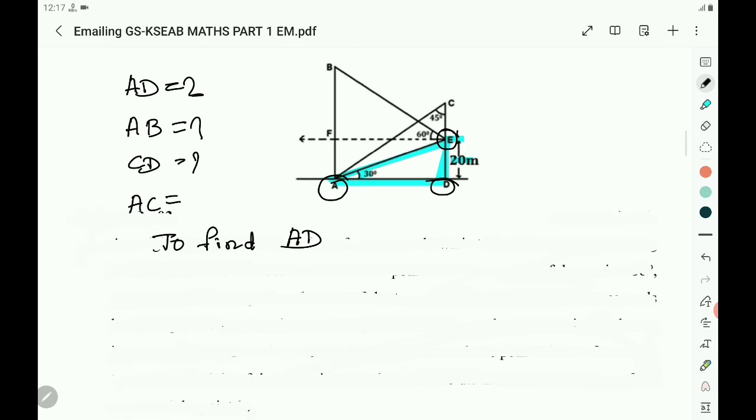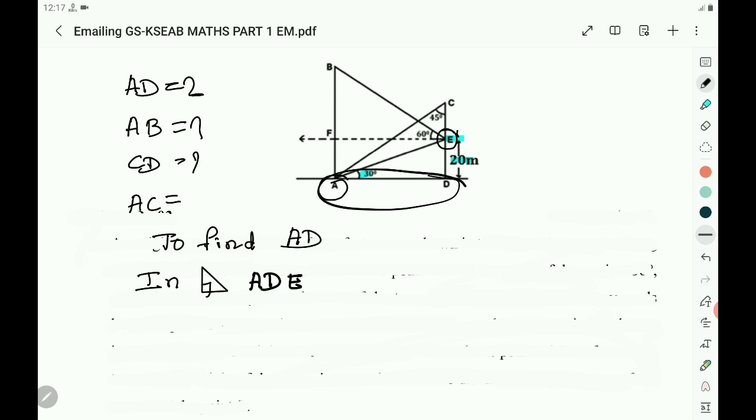To find AD, in the right angle triangle ADE, DE is given, which is the opposite side for this 30 degree, and AD is to be found out. AD is the adjacent side. Then we have to use the trigonometric ratio with opposite side DE by adjacent side AD.